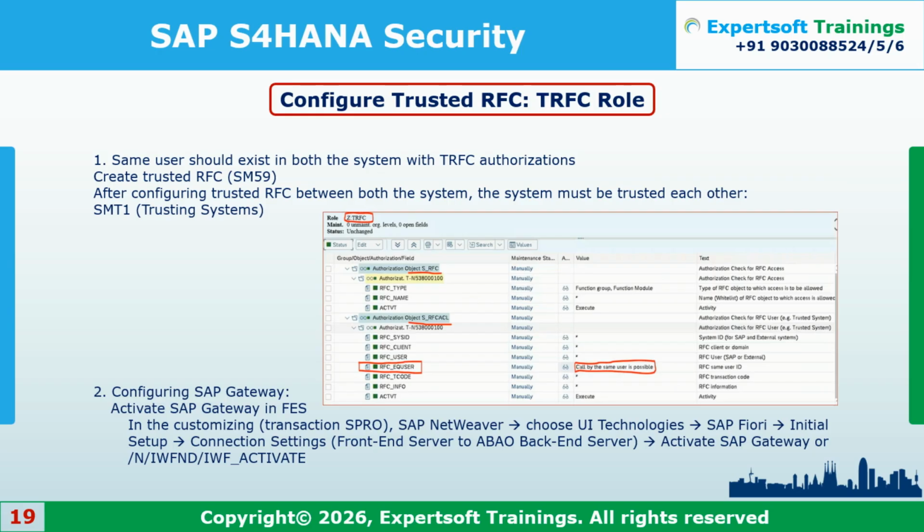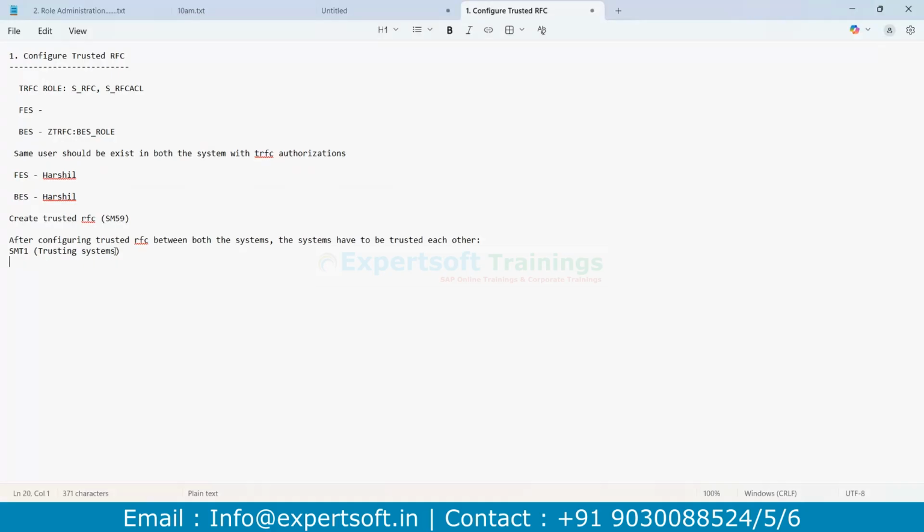We are establishing the connection from front end to back end and back end to front end. Once we have created both and established the connection, after configuring the trusted RFC between both, the systems have to trust each other. How are the systems trusted here? We have to perform this step. Then only both systems are trusted. Otherwise, both systems are not calling.